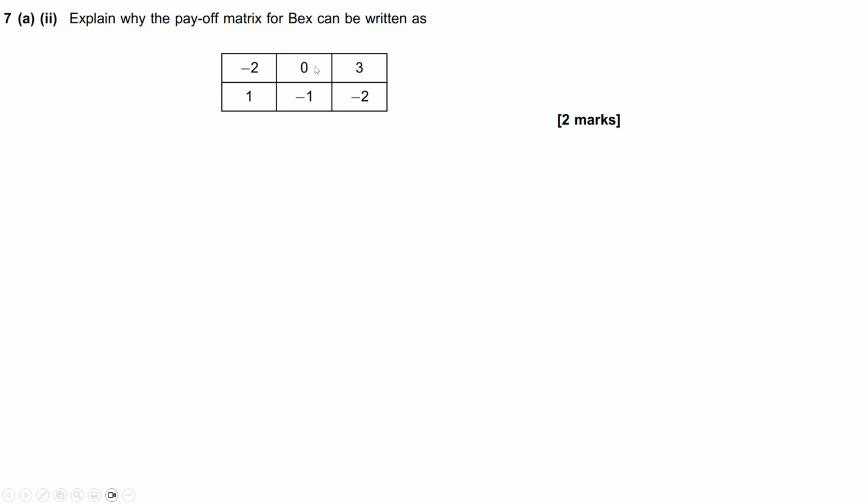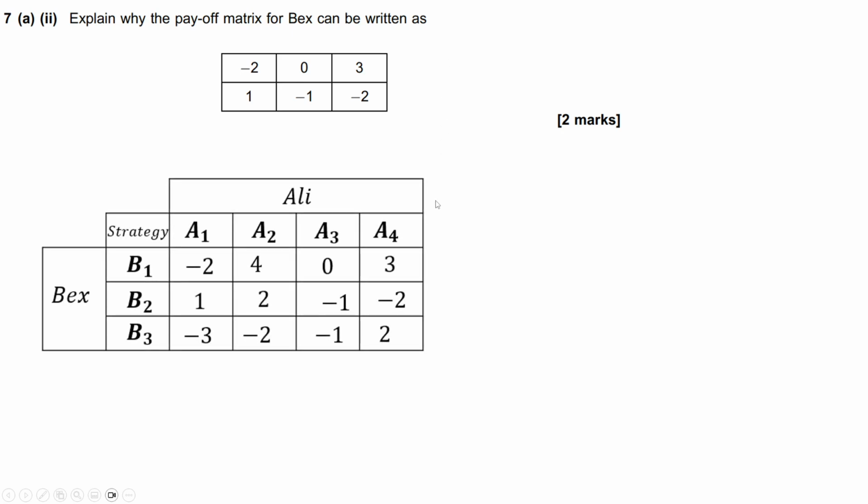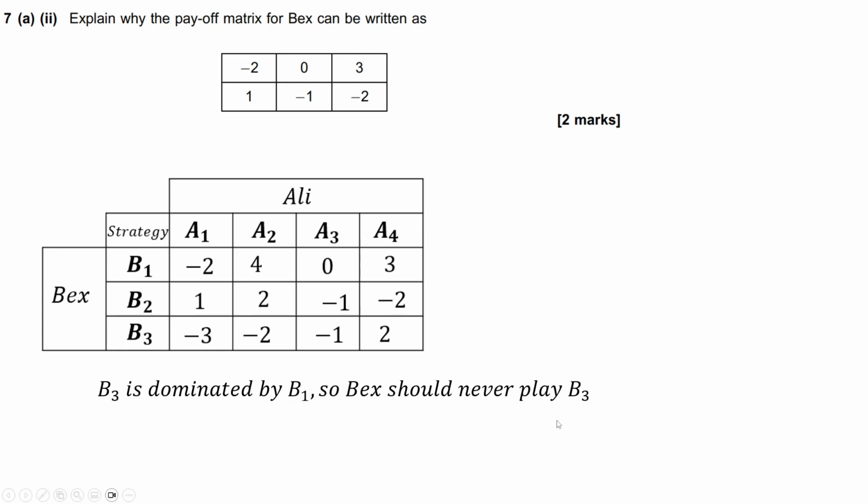Whenever it says something like this, you want to look at the idea of dominance and see what specific strategies dominate each other. Here, if you look at B3, it's dominated by B1 because in every single category, B1 is just better. Here you're losing the least, here you're gaining more, here you're losing the least, here you're gaining more. So B3, you should actually just never play that because B1 is automatically always better than it. So B3 is dominated by B1, so Bex should never play B3. And so you can just remove that row entirely, and that leaves you with this, right?